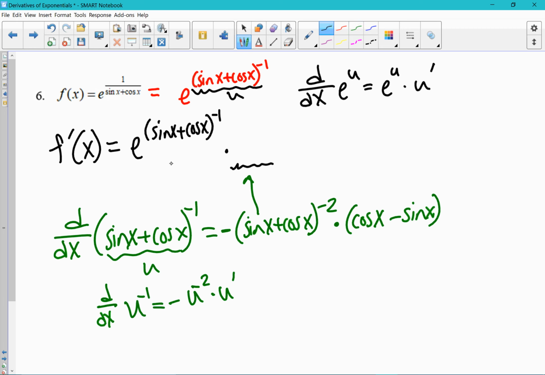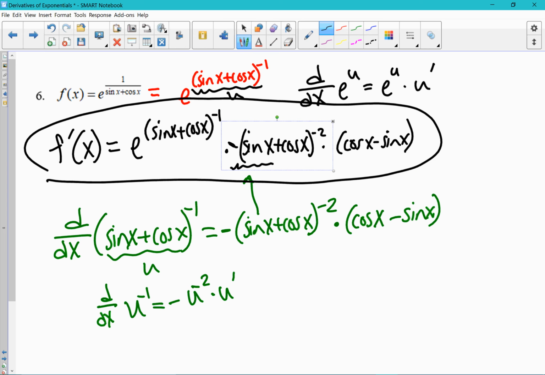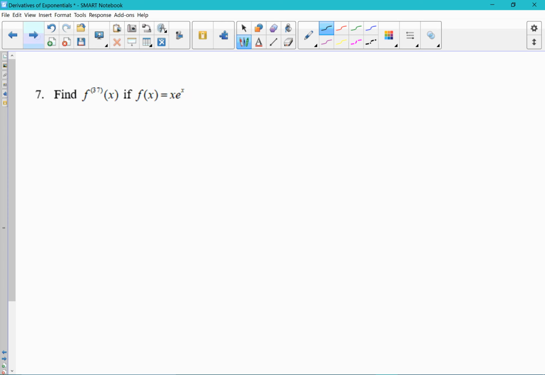Okay, so we already took the derivative of e to the u, and so now we just need our u prime. So it'll be times a negative sine x plus cosine x all to the negative 2, which, keep in mind, is the same as just putting it all in the denominator and squared, and then times cosine x minus sine x. Of course you do not have to simplify unless you're using it for something, and we are not.